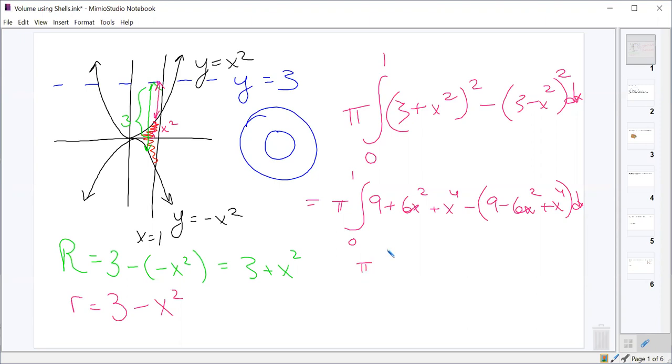So we get pi times the integral from 0 to 1 of 12x squared. The integral of 12x squared is 12x cubed over 3, which is 4x cubed. Evaluated from 0 to 1, that ought to give us 4 pi.